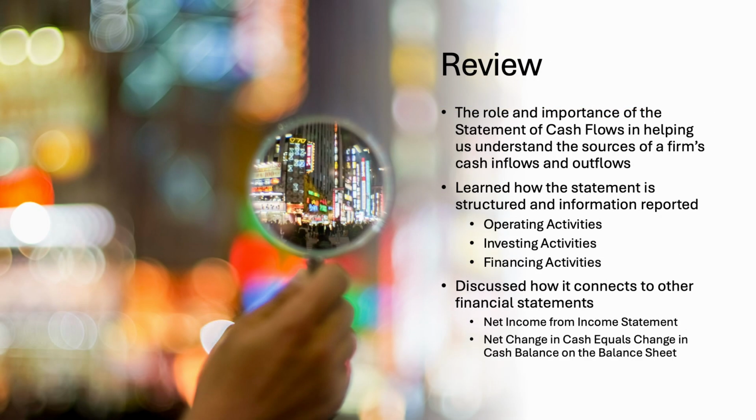Let's review what we've covered. The statement of cash flows plays a vital role in financial reporting by showing actual cash movements, not just accounting profits. It's structured into three main sections: operating, investing, and financing activities. Each section provides unique insights into how a company generates and uses cash. Finally, this statement integrates with the income statement and balance sheet, creating a complete picture of financial performance. Understanding the statement of cash flows is essential for anyone analyzing a company's financial health and sustainability.